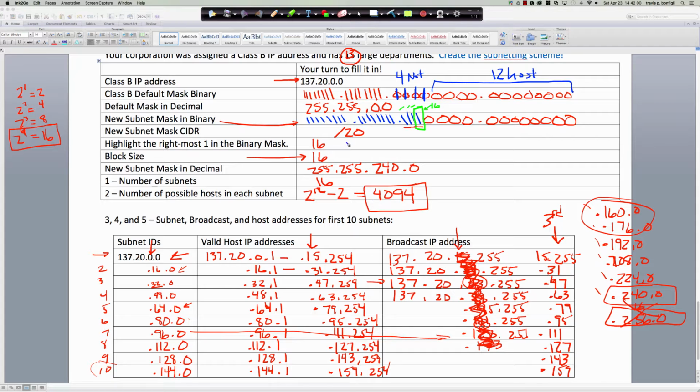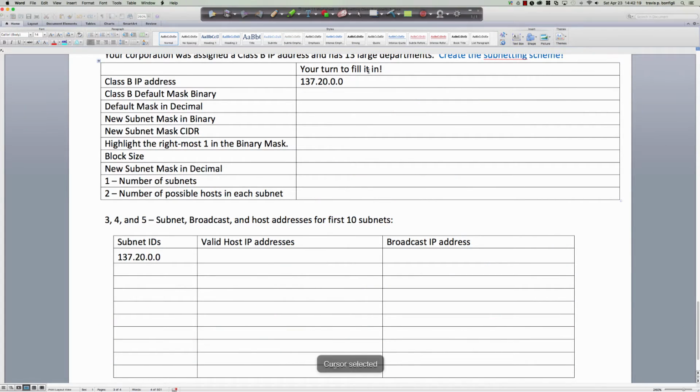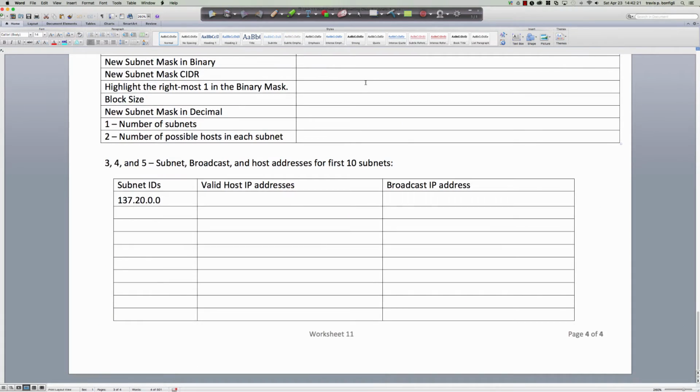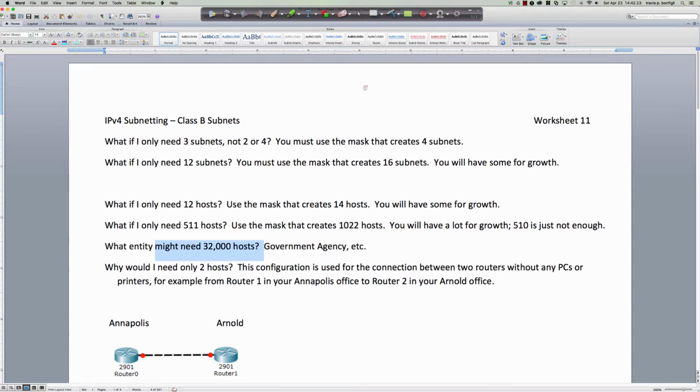And so this takes care of the final company workup here where we needed 13 large subnets, and they are extremely large. Each subnet is going to be able to hold 4,094 usable host IPs. All right, this is going to wrap up the activity here. That's going to wrap up our activity for Worksheet 11.